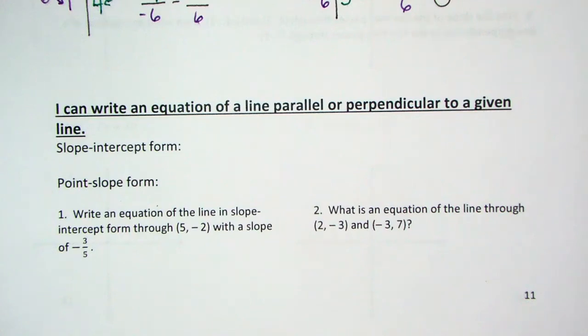All right, let's remind ourselves how to write an equation of a line that's parallel or perpendicular to a given line. Let's go ahead and first review the two different forms of a linear equation that you can write. We have slope-intercept form, which is probably the one that we will use most often. It's also the one that most people are more comfortable with.